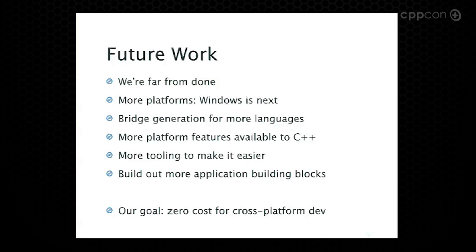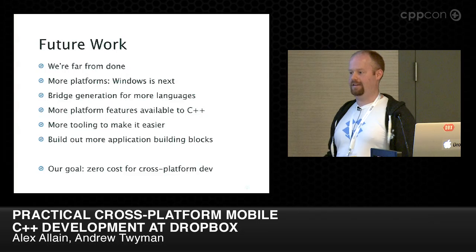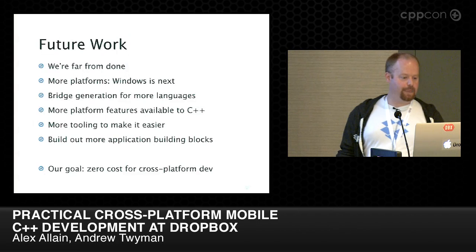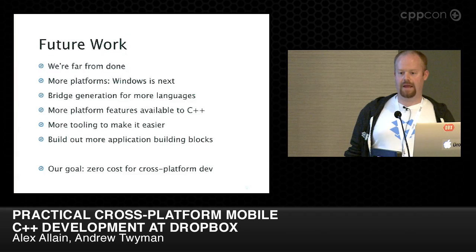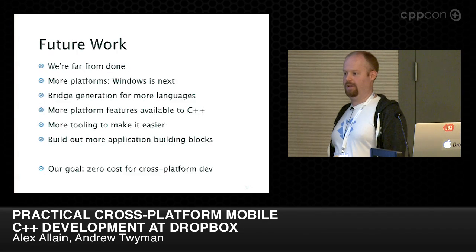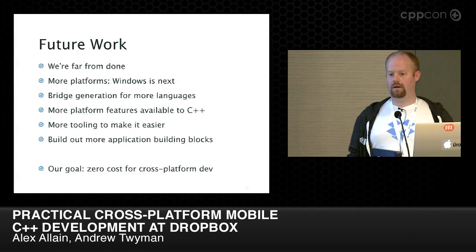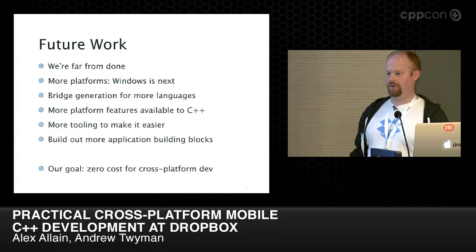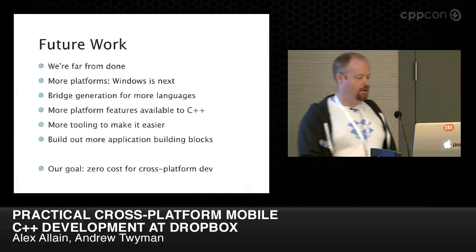Some of your questions already raised some of the things that we haven't done yet. We want to do more platforms. We're working on Windows, which is one of the harder ones because it's actually more different than iOS and Android are from each other, at least at the C++ level. We want to do bridge generation for more languages. We want to make more of the platform features available to C++ as we need them. Build more tooling. I'm going to be working on our build using GYP, as Alex alluded to, so I may have more to share about that later.